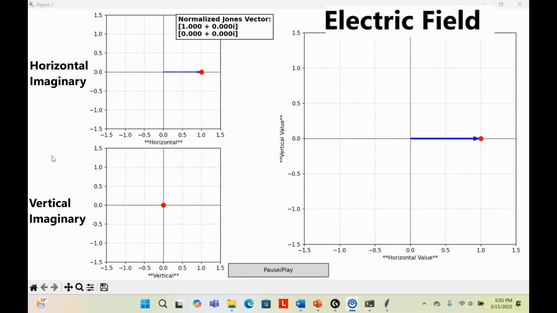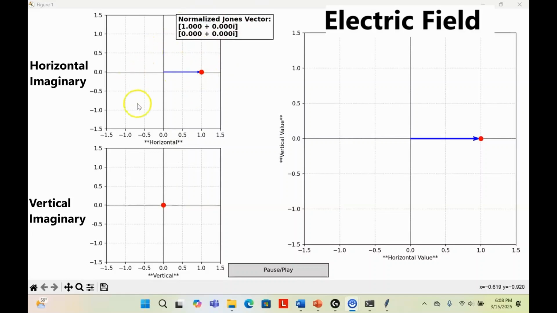In this animation, we'll visualize different polarization states of light using the Jones vector. We'll start with horizontal polarization, move to diagonal, and end with right circular polarization. Here is the Jones vector 1, 0. In complex notation, it's 1 plus 0i and 0 plus 0i, meaning the electric field oscillates purely along the x-axis with no vertical component. The 2 graphs on the left represent the Jones vector multiplied by a time-dependent complex exponential.